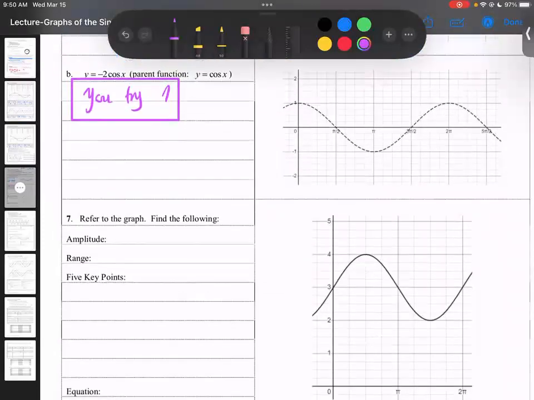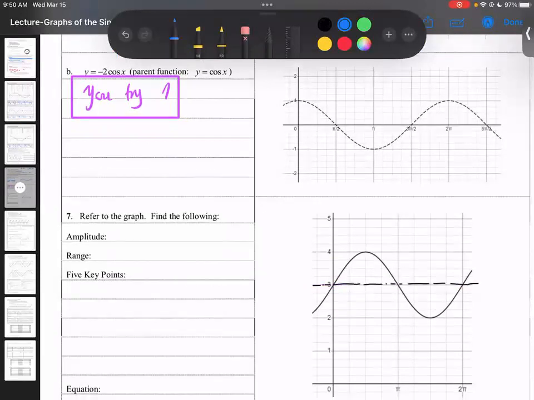Let's do 7. Refer to the graph, that black graph right there on the right. Can someone tell me what the amplitude is? Remember, the amplitude is half the height. 2, right? It could go from 2 to 4. Remember, this is divided in half like that. Amplitude is this part or this part. It's not there, I just made it there so you see better. Amplitude is 2. The height of the whole thing divided by 2.